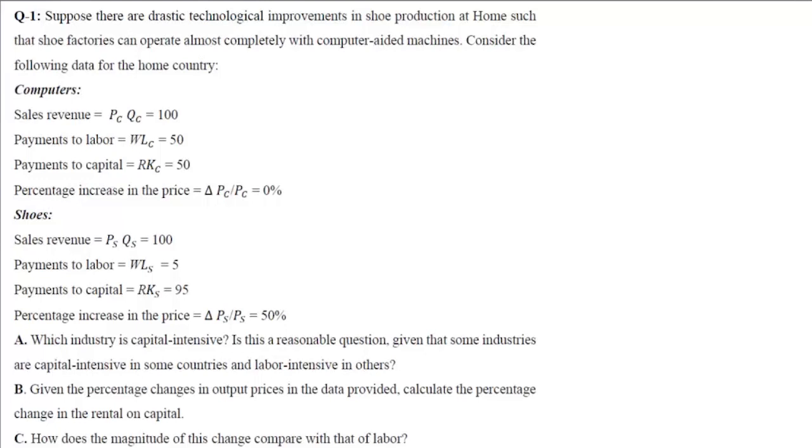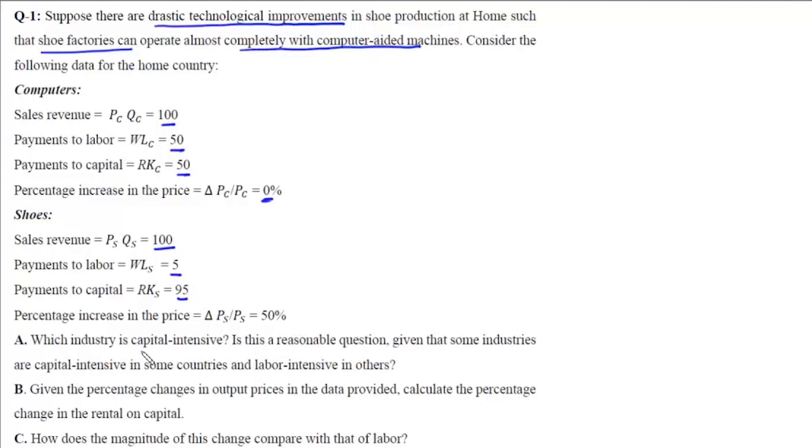Now we'll take another example. It says, now there is a drastic technological improvement in shoe production at home, such that shoe factories can operate almost completely with computer-aided machines. Now the data given is: sales revenue for computers is 100, payment to labor is 50, payment to capital is 50, and percentage change in the price is 0. And for shoes, sales revenue is 100, payment to labor is 5, payment to capital is 95, and percentage increase in price of shoes is 50%.